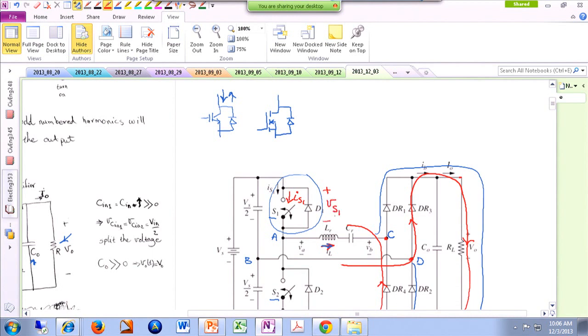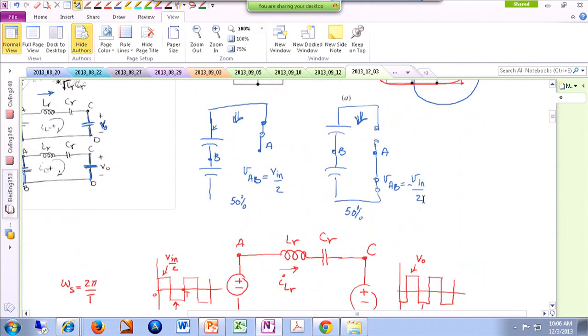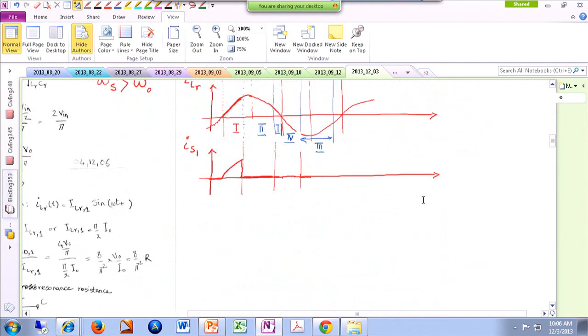Okay. So I know when VAB is positive, this is shorted, so it's 0. Otherwise, it's actually Vin over 2. So in the first mode, the switch is on or the diode is on. In either case, we don't have any voltage. Otherwise, it's Vin over 2.